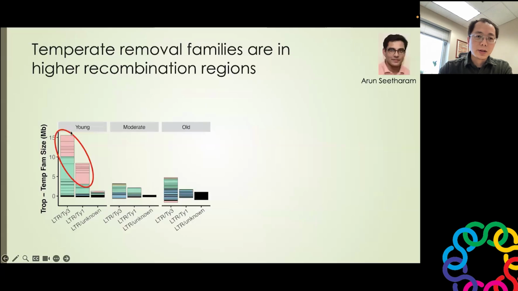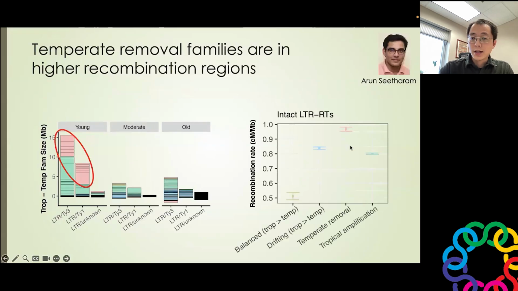So we haven't talked about this removal yet, right? So I mentioned removal is due to this local recombination, but we looked at the sexual recombination and we found some correlations. So these temperate removal LTR families are more found in genomic regions that have higher sexual recombination rate. So the illegitimate recombination, as far as I know, is not driven by sexual recombination, but there are some shared physical locations between the two things.